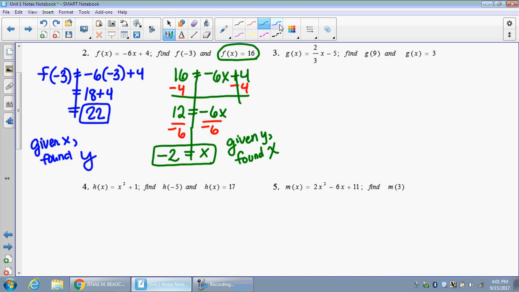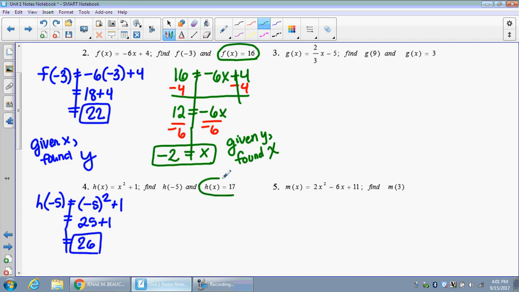So h of negative 5, I'm being given a value to plug in for x. So this becomes negative 5 squared plus 1. Again, if you're confident to finish this part, press pause and try and see if we match. Negative 5 squared is 25 plus 1, and I get 26 as my answer.